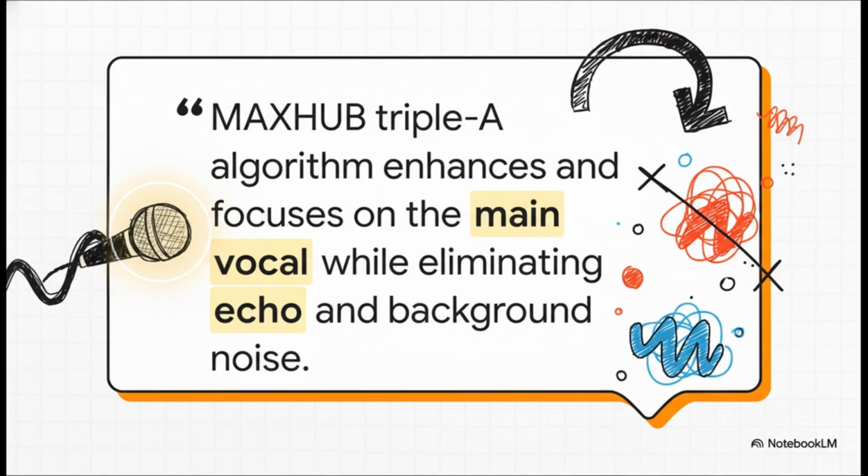MAXHUB uses some smart AI-powered sound enhancement. Basically, it has this de-reverberation algorithm that intelligently figures out who's talking, boosts their voice, and then actively hunts down and cancels out all that distracting background noise and echo.